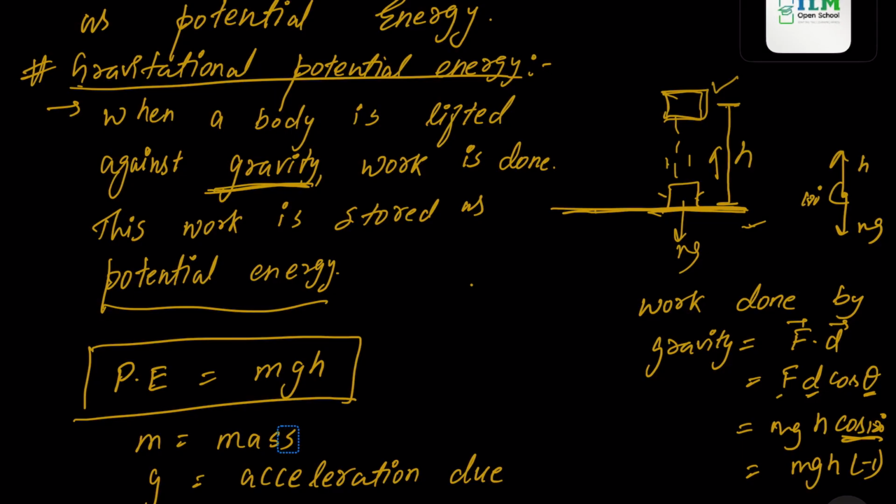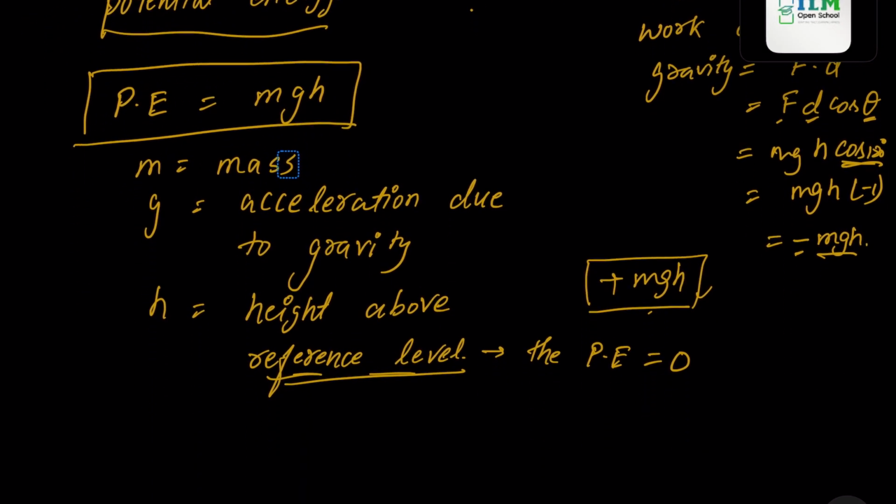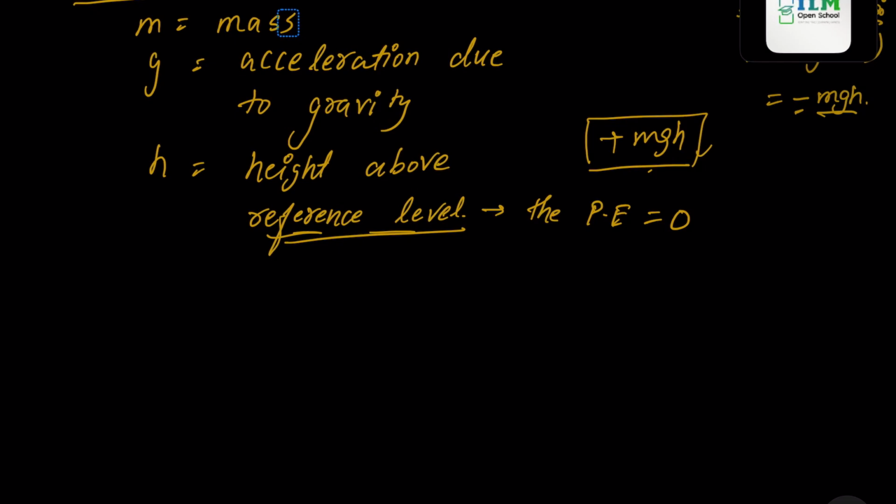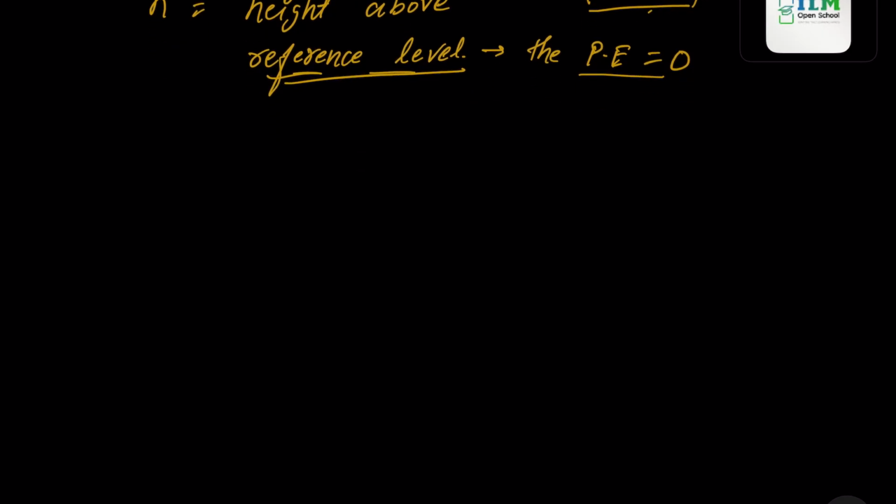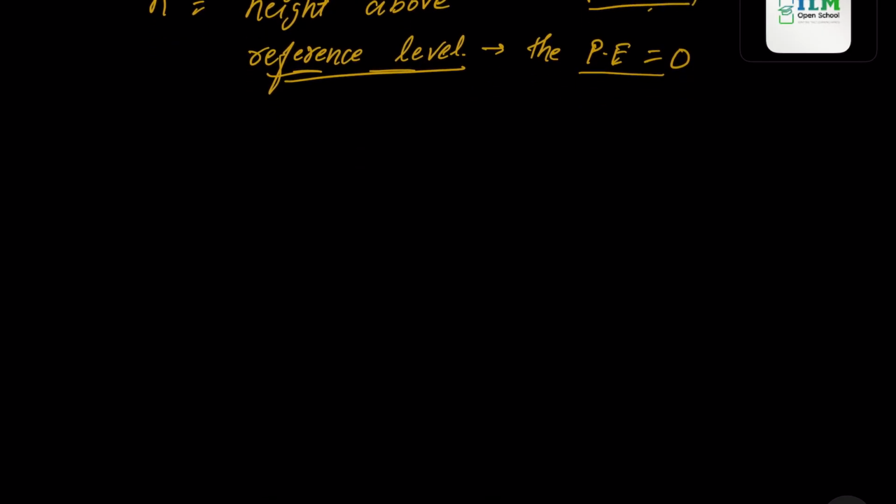You can take it anywhere, but generally, when we solve problems, we take ground as the reference level to make calculation easy. You have to take the potential energy at that level as zero. But generally, we use ground as reference level. We can do it anywhere because what matters is change in height, not absolute height. So there is no problem if I'm taking it anywhere else.